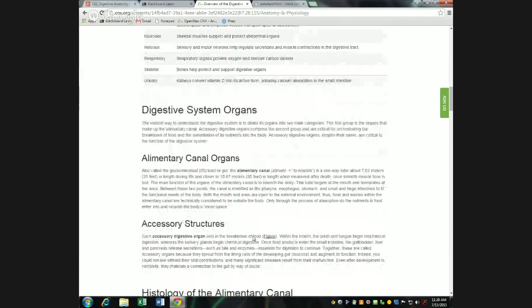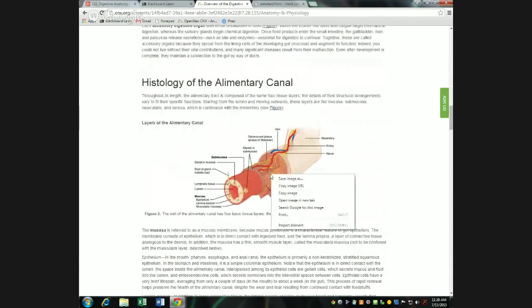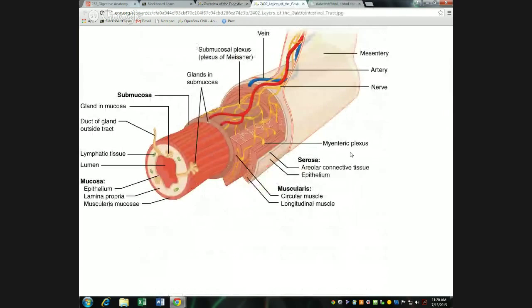The other thing to consider when you're talking about the anatomy of the system is the tissues that make up the layers of a digestive organ. Now, this is, as is always the case in this material in the book, a representation of part of the small intestine. And the small intestine is the best place to kind of see these structures.